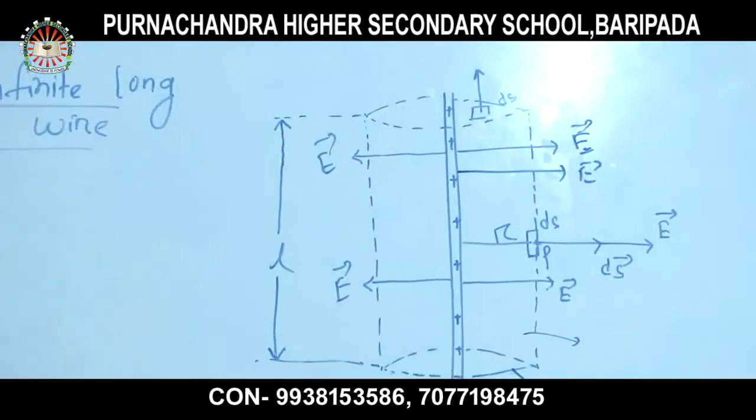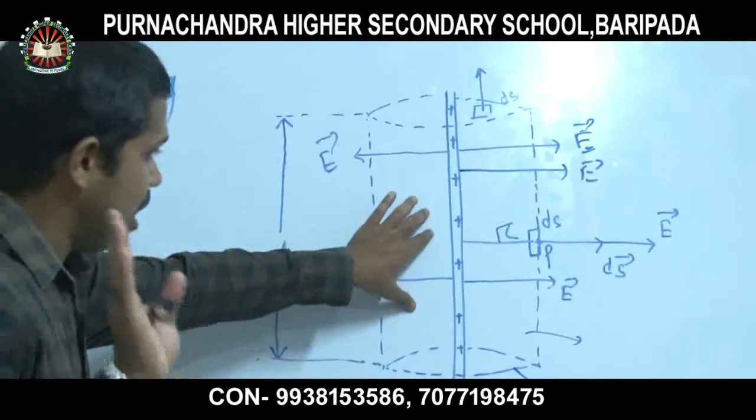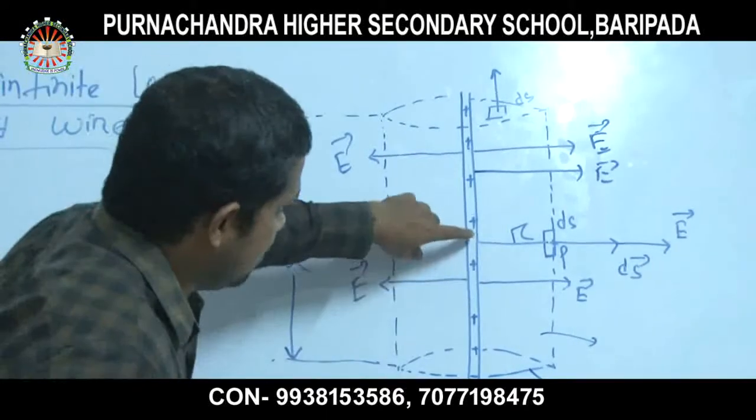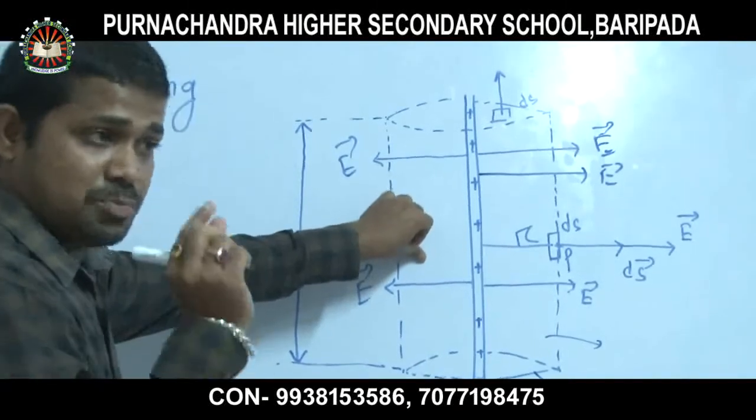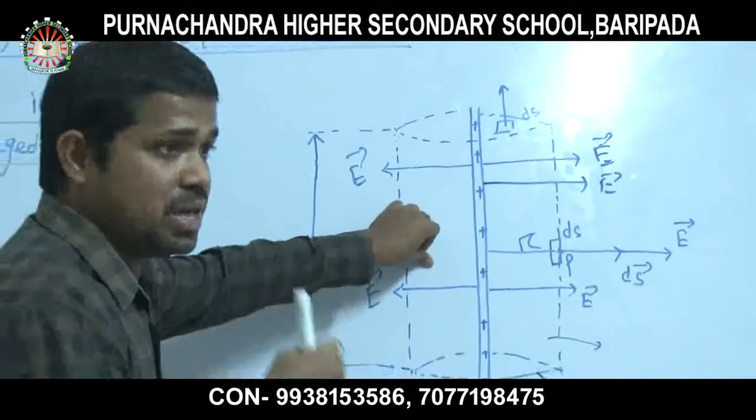This is very simple. Now, before going to the derivation, let us find the direction of ds, because ds is nothing but a small area, and this small area has an area vector.